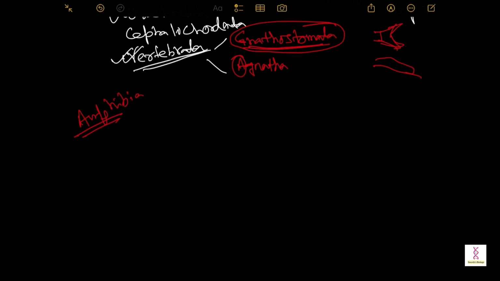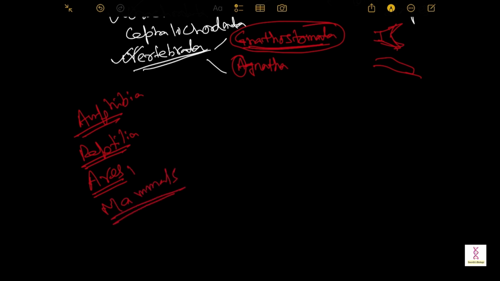Example, frog. The subclasses are also very important, but they are not included within your syllabus, so I will not discuss them. I will discuss only up to the class part. Okay, the next one is reptiles or Reptilia, belongs to snakes. Next one is Aves, and the last one is mammals. Okay, Aves means birds and we are the mammals. These are classes, and in classification we have to know something about the infraclass and subclass.